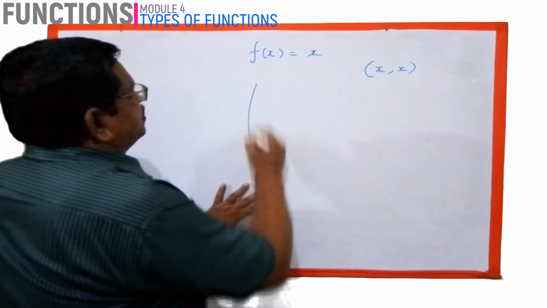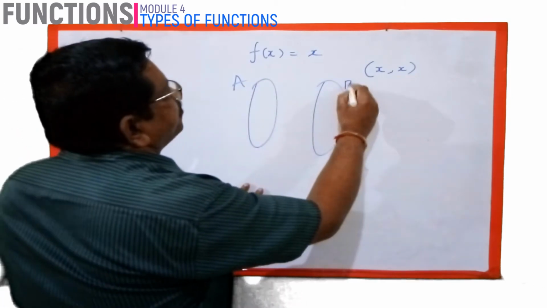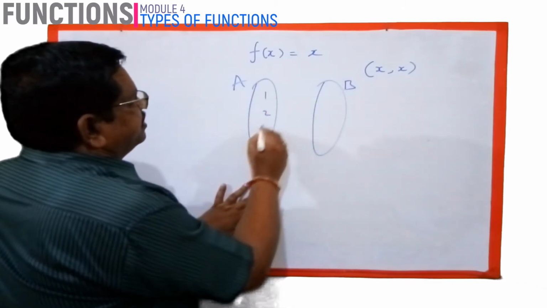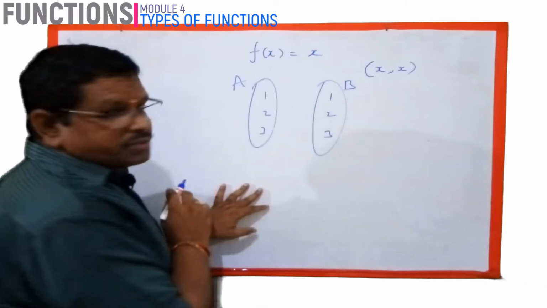Let us take an example. Here A is the domain, B is the codomain. Here the elements are 1, 2, 3. Here also we have the elements 1, 2, 3.